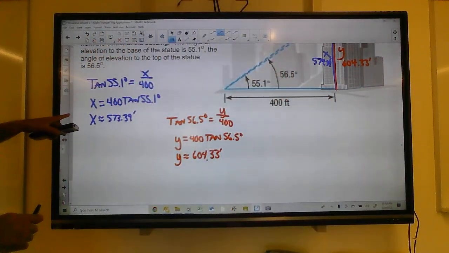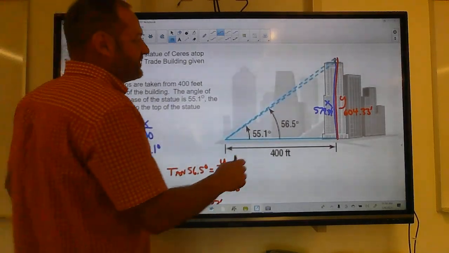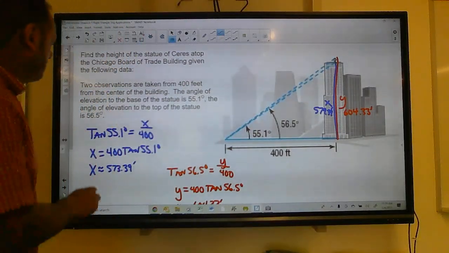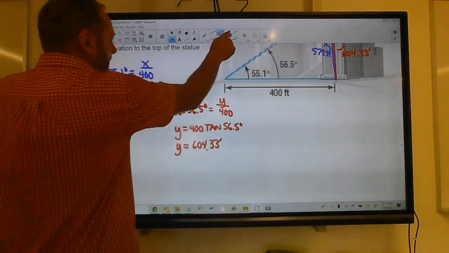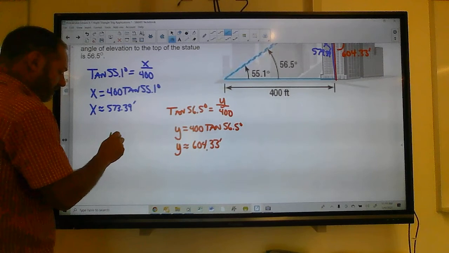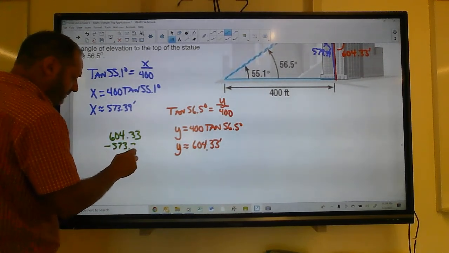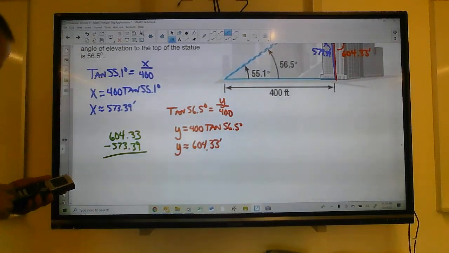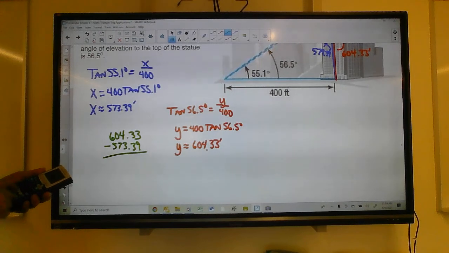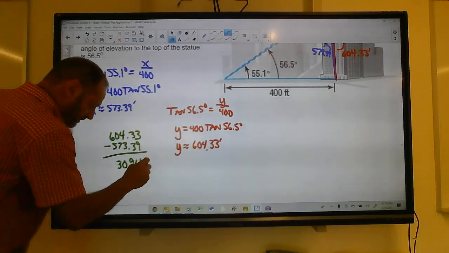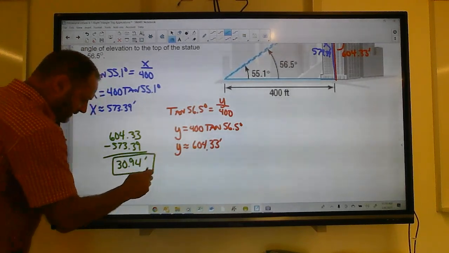Now I can calculate the height of the statue, because the height of the statue is the difference between this and the blue one. So 604.33 minus 573.39. What is that? It comes out to be 30.94 feet. And that's my answer.